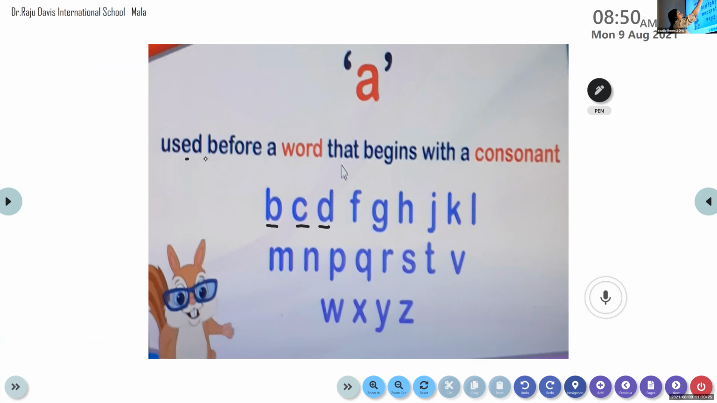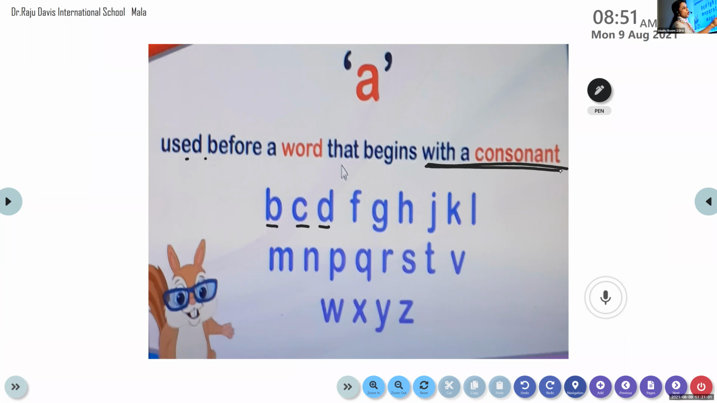We use A before a word that begins with a consonant. Clear? We use the article A before the word that begins with a consonant. So these are the consonants. There are 21. The number is large. But if the word begins with a consonant or a consonant sound, we have to use article A before the word. Clear to all of you?